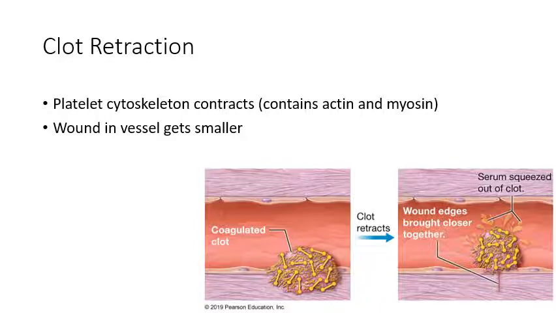Okay, so now that we're done with the complicated part, the next step in hemostasis is clot retraction. In clot retraction, the clot is basically going to get smaller, and the way that happens is that the cytoskeleton of the platelets contracts.